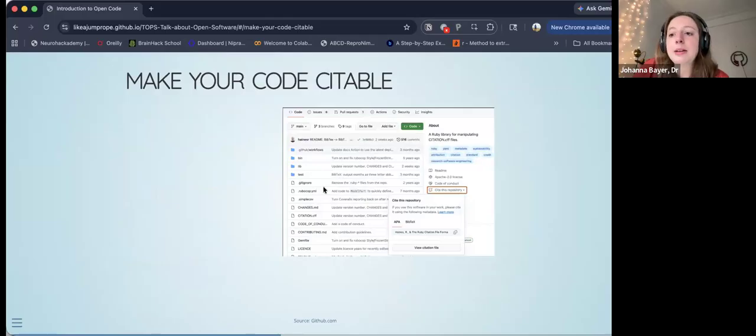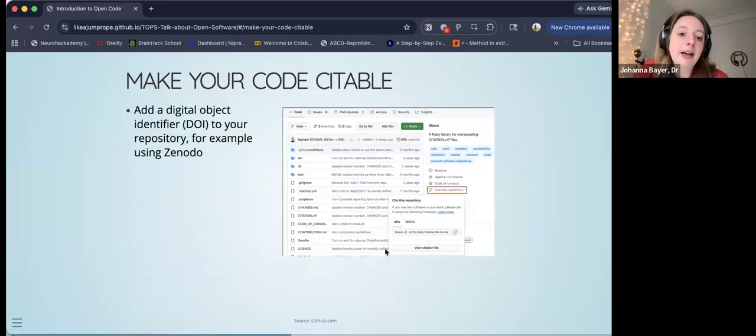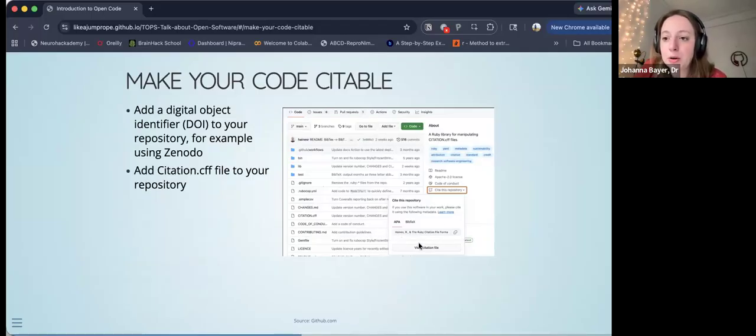Yeah, so another thing you can do is make your code citable. There's a file called citation.cff that you can add to your repository and just put there how you want your code to be cited, or if it belongs to a paper, for example.